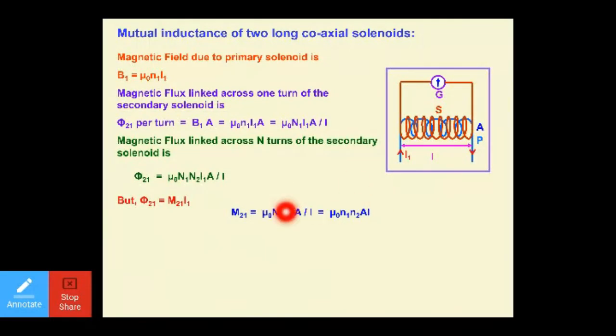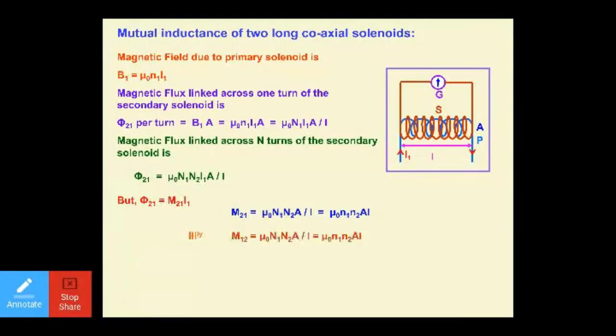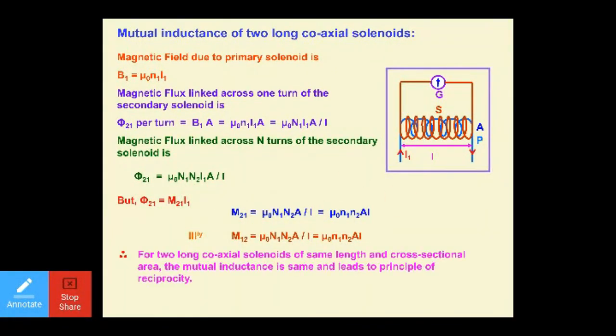Furthermore, my dear students, you can write this in terms of turns per unit length. If you write it in the form of turns per unit length, it will be mu naught small n1, small n2, A into L. Do remember, small n is turns per unit length, and capital N is total turns. Furthermore, M12 is equal to this same term. If you see both of them, both of these values are similar. So they follow the reciprocity theorem.